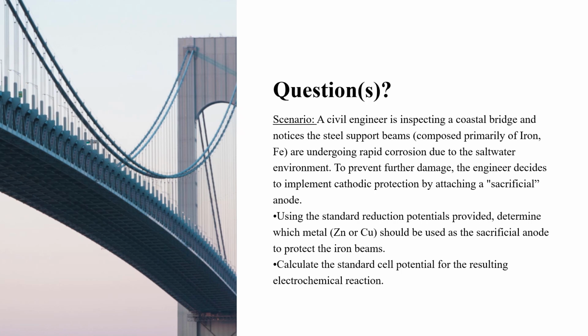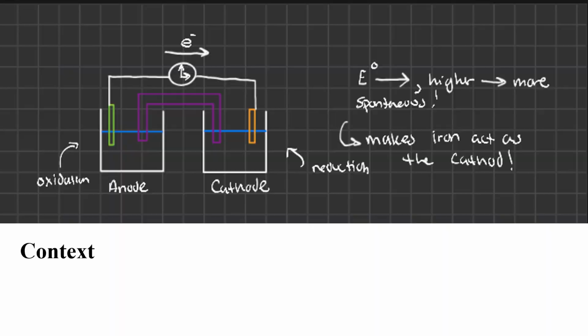So, using standard reduction potentials that I will be providing y'all, don't worry, determine which metal between these two, zinc or copper, should be used as the sacrificial anode to protect the iron beams. Calculate this, and you also want to calculate the standard cell potential for the resulting electrochemical reaction.